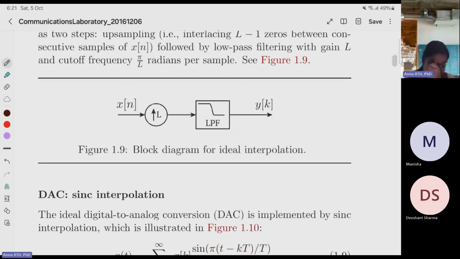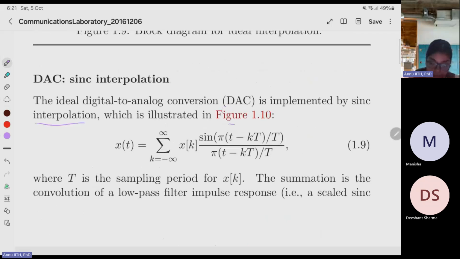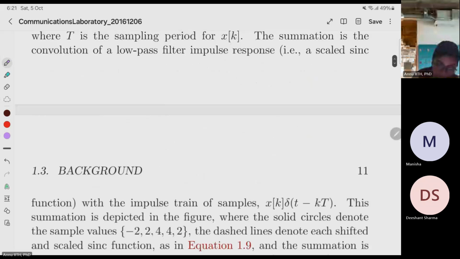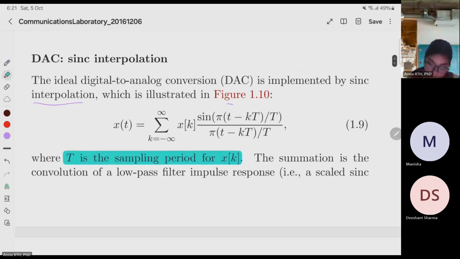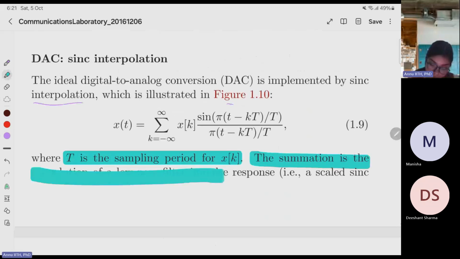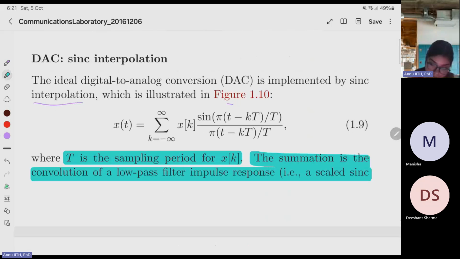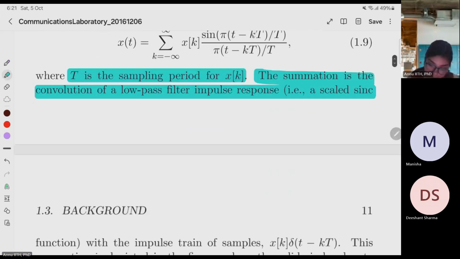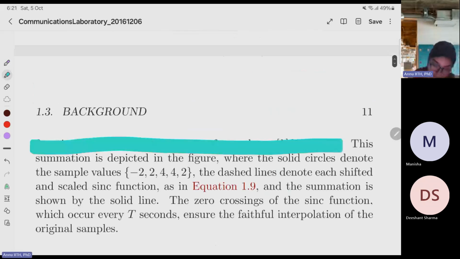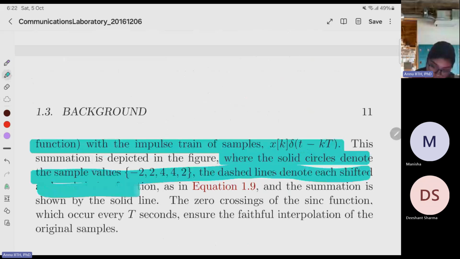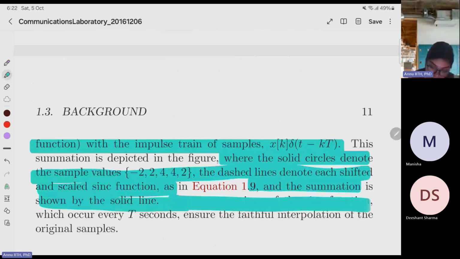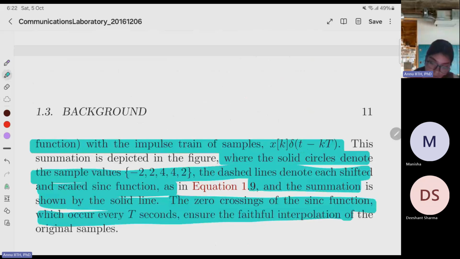Now, digital to analog conversion, the sinc interpolation. The ideal digital to analog conversion is implemented by a sinc interpolation, which is illustrated in this figure. So let's see. Where T is the sampling period, the summation is the convolution of the low pass filter impulse response, that is a scaled sinc function, with the impulse train of samples. This summation is depicted in the figure where the solid circles denote the sample values, and the dashed lines denote each shifted scaled sinc function. And the summation is shown by the solid line, with zero crossings of the sinc function occurring every T seconds, to ensure the faithful interpolation of the original symbols.